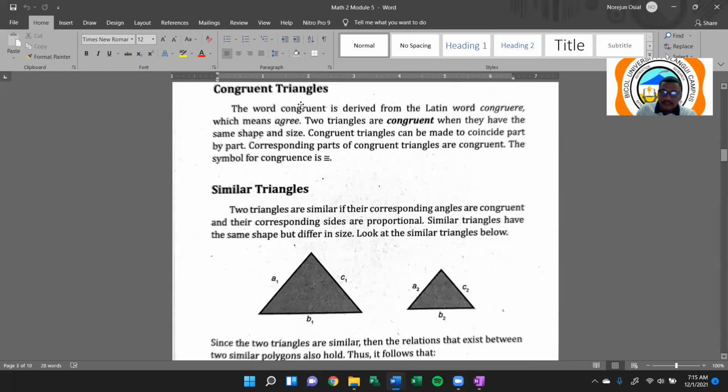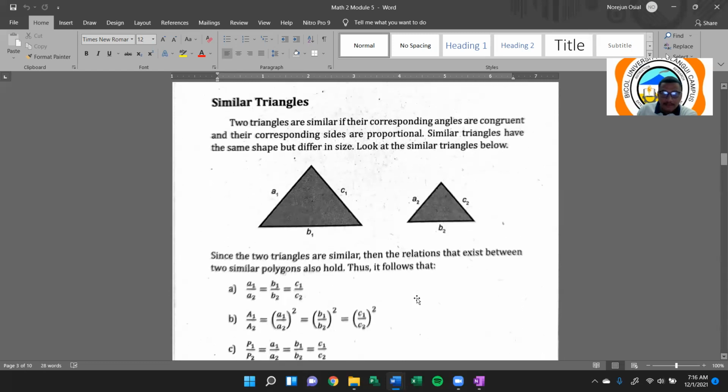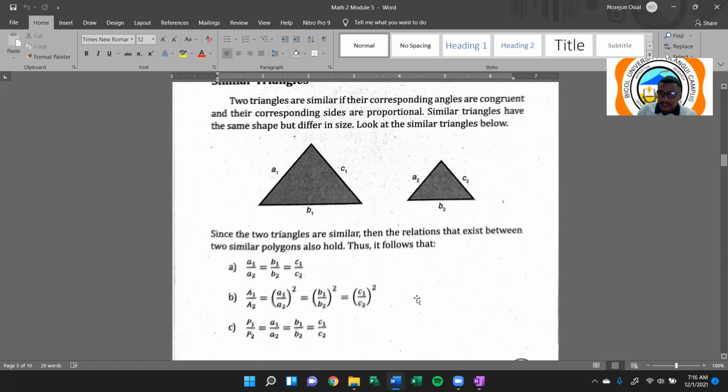So basically, congruent triangles have congruent angles and congruent sides. On the other hand, similar triangles have congruent angles, but their corresponding sides are proportional. Now, from the properties of similar triangles, since their sides are proportional, we have the following relations that are useful in solving problems regarding similar triangles.